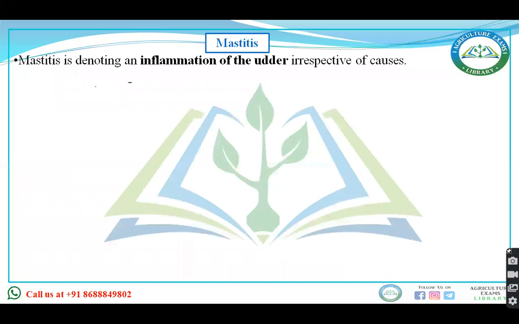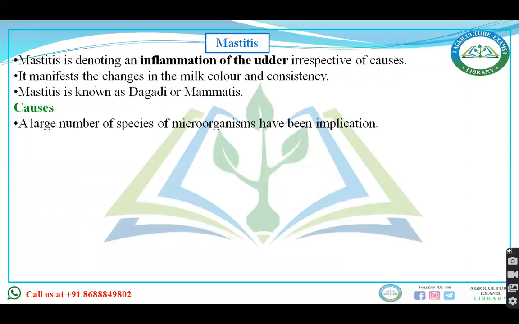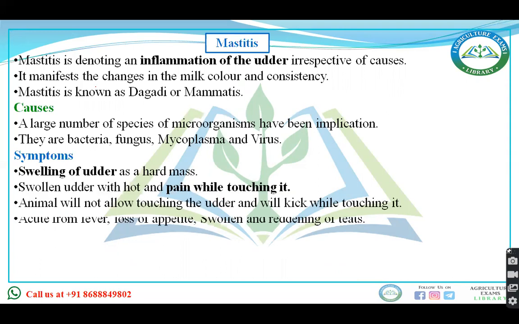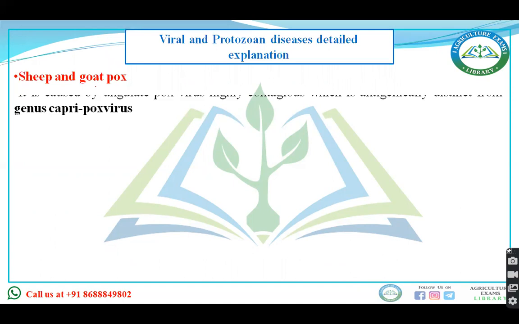This is mastitis. This is the inflammation of the udder. Various microorganisms are involved in the cause of this mastitis. Symptoms will be swelling of the udder. When you touch it, there will be pain. Milk will come with blood. These are the symptoms of mastitis.